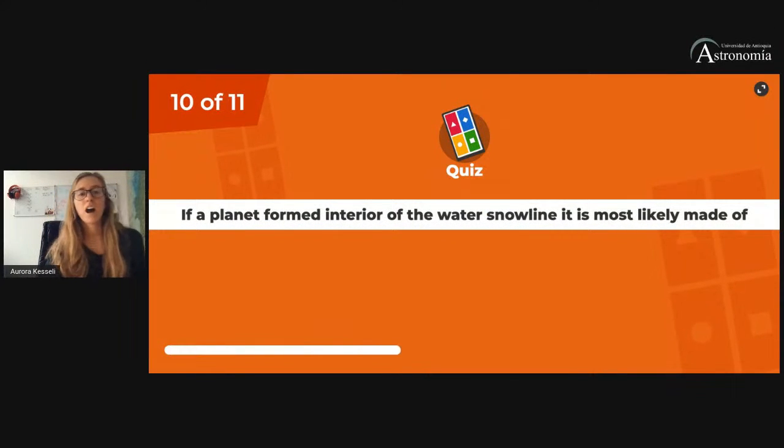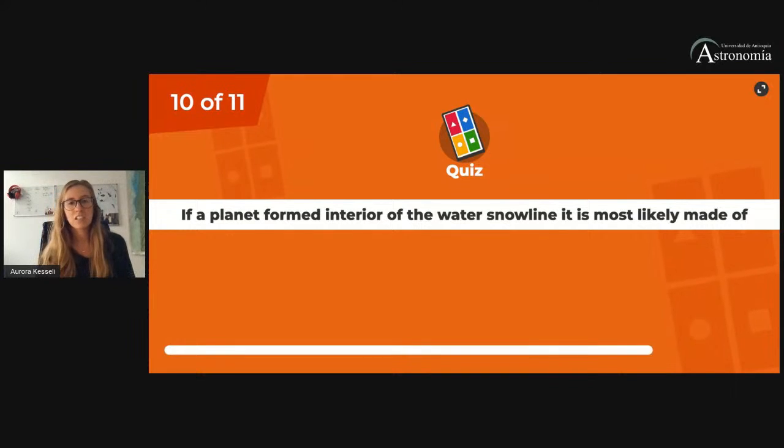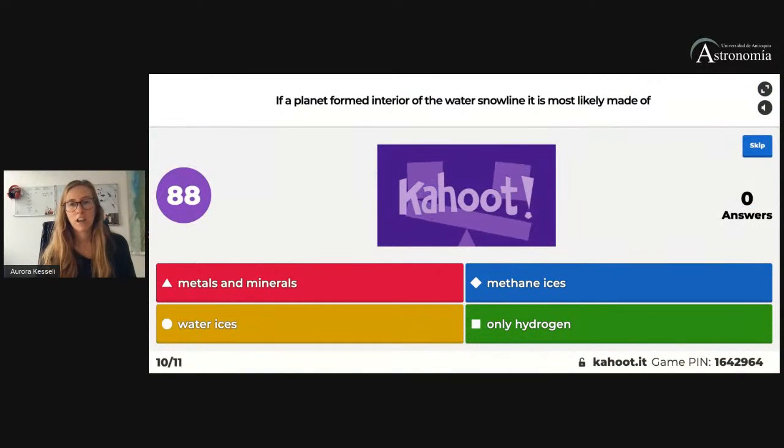Okay. If a planet formed interior of the water's snow line, it's most likely made of, so interior, inside, it's inside of the snow line? Is it most likely made of metals and minerals, methane ices, water ices, or is it only made of hydrogen? So inside of the snow line.